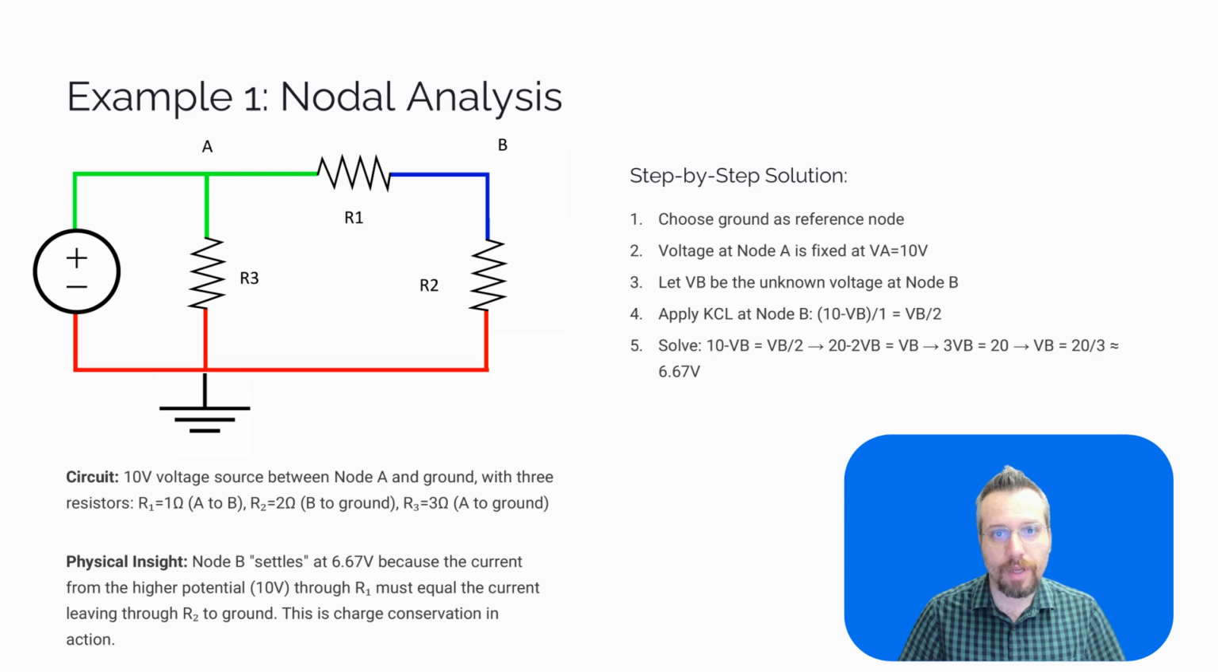What do we get from this process? The intuition behind this process is that node B balances current inflow from node A and outflow to ground. The 6.67 volts result reflects a compromise between the high potential at node A and the zero at ground, shaped by resistance ratios. KCL ensures no net charge builds up. The flow in equals the flow out.